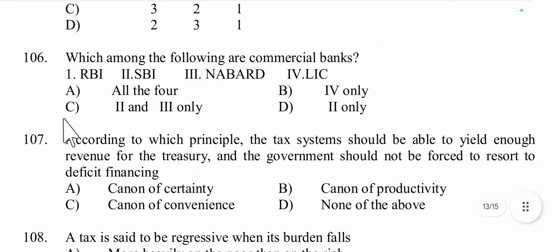Then question number 106, which among the following are commercial banks? RBI, SBI, NABARD, LIC. RBI is a central bank, NABARD and LIC are not commercial banks. Only SBI, State Bank of India, is a commercial bank. So option B is the right answer, because RBI is the central bank, NABARD is a developmental bank, and LIC is a life insurance company. So only SBI is a commercial bank.